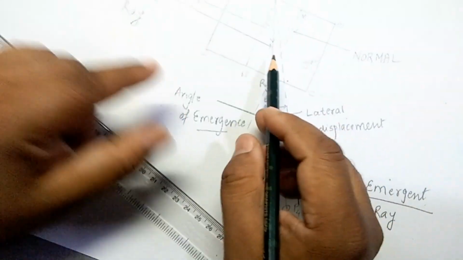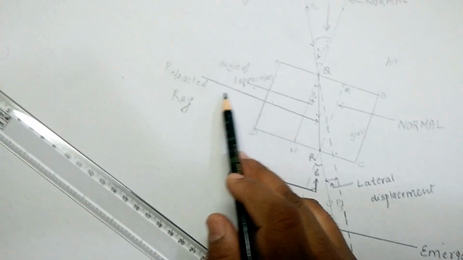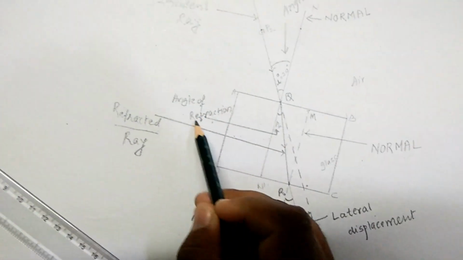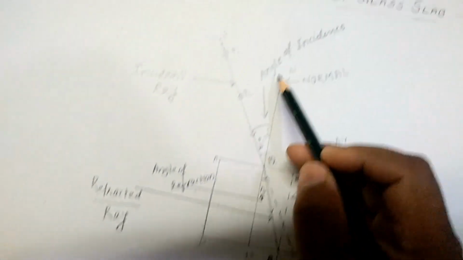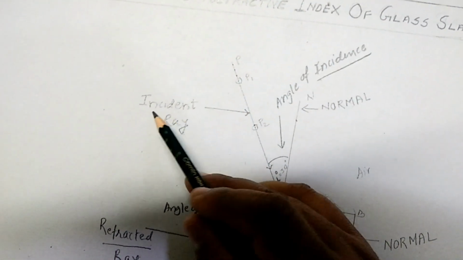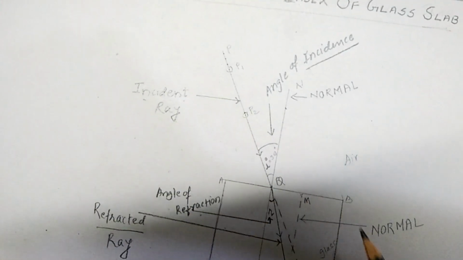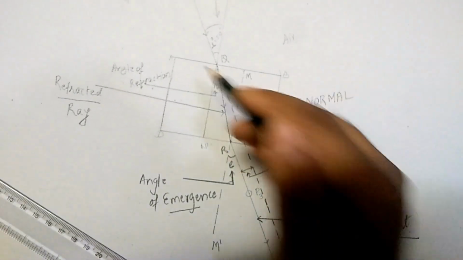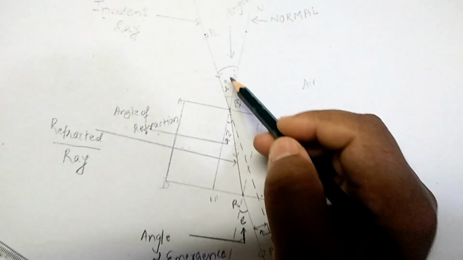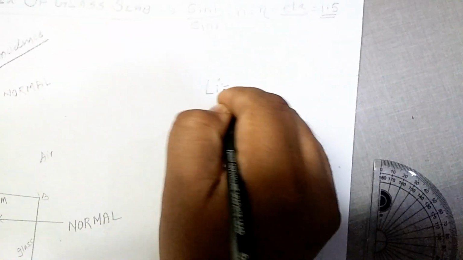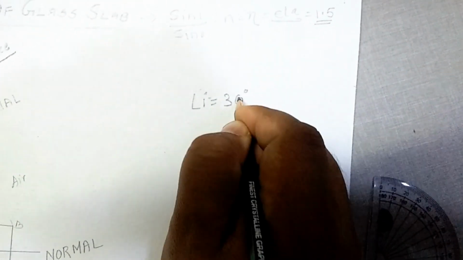And here also, when the ray is there, it's called refracted ray. When angle is there, it's called angle of refraction. Similarly, it is called angle of incidence, but when it is ray, it's called incident. So those terminologies need to be very, very clear. Now, I already have angle of I as 30 degree. So here I write angle of incidence is equal to 30 degree.